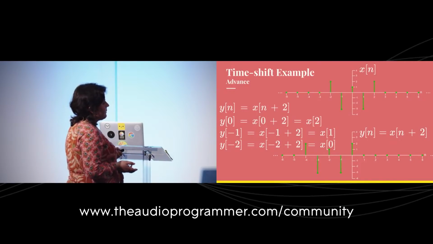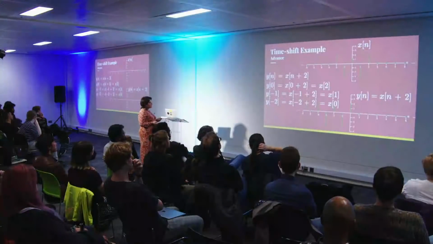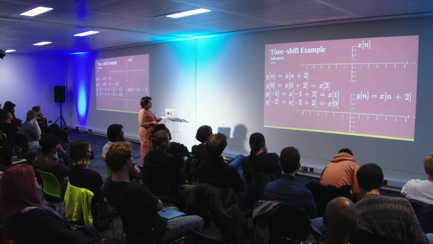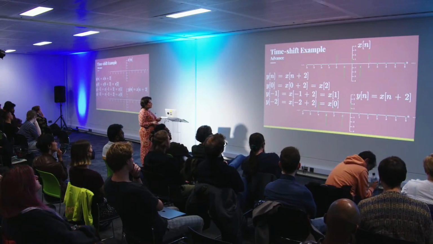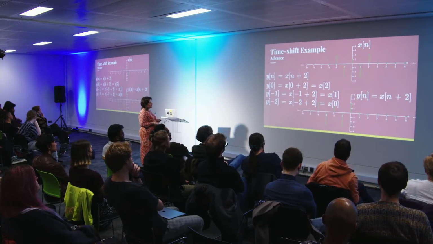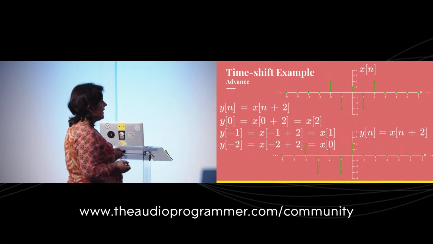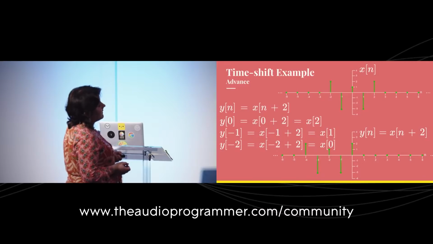So for this signal, we want the output x of n plus 2. Say we want to find the output at point 0. We're just going to plug in 0 in the place of n. 0 plus 2 gives us x of 2. So we're going to take the signal at x of 2 and place it down here at 0. Then we want to find for n equals -1 in our output signal, plug it in here, -1 plus 2, +1. So we go and grab x at +1, bring it down here.